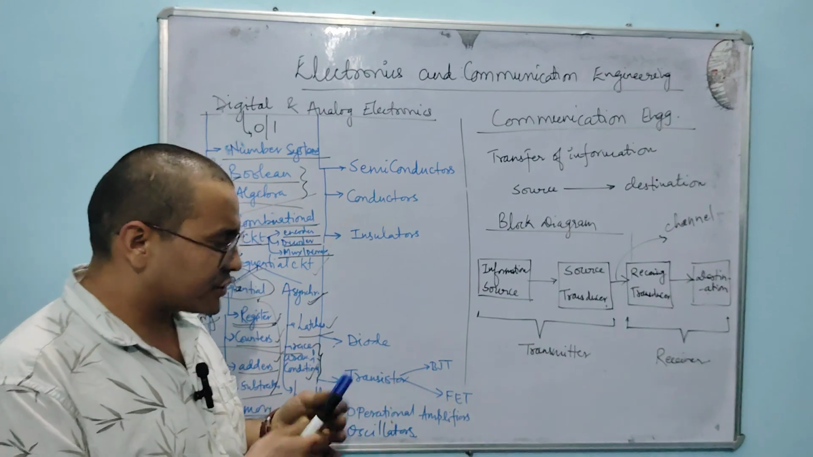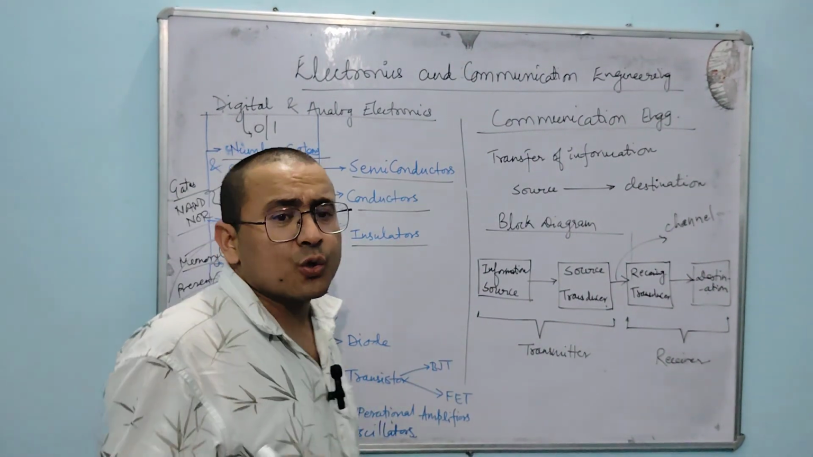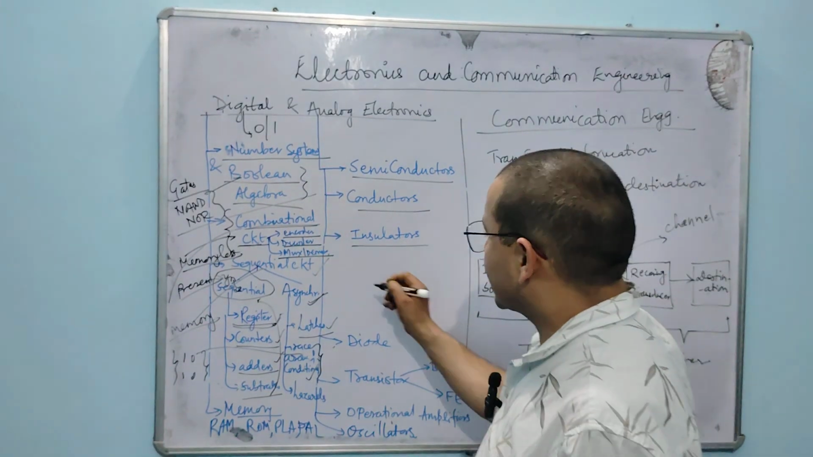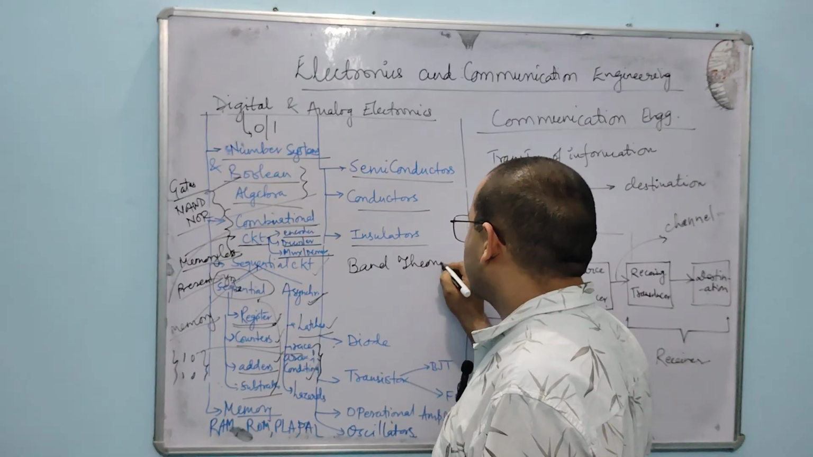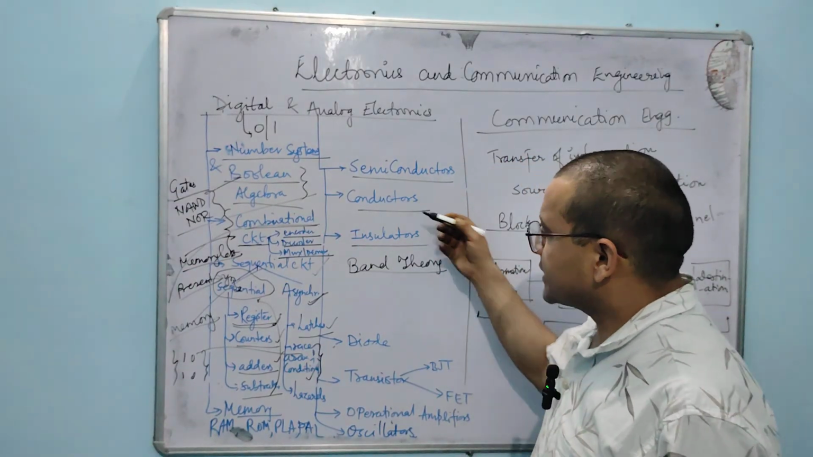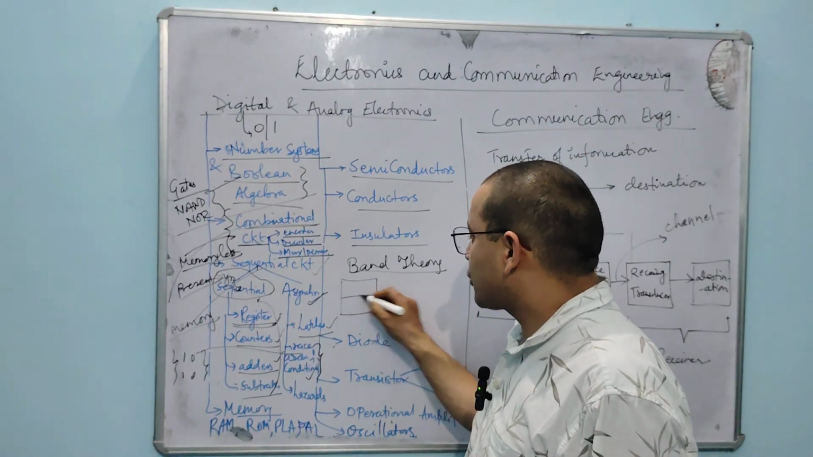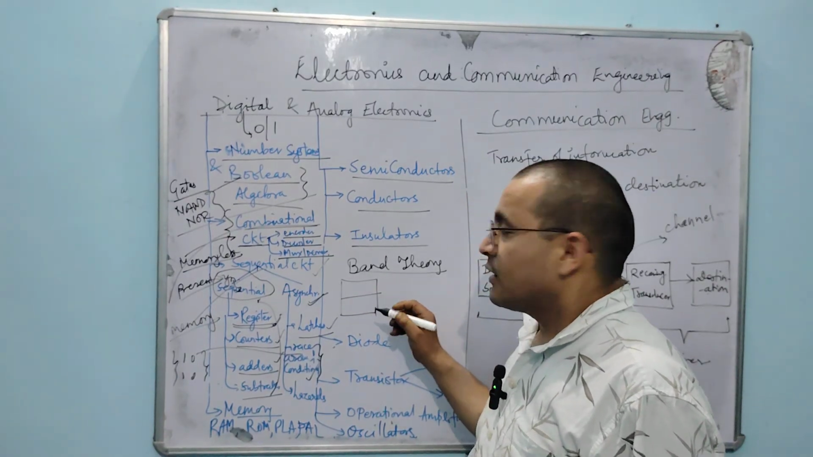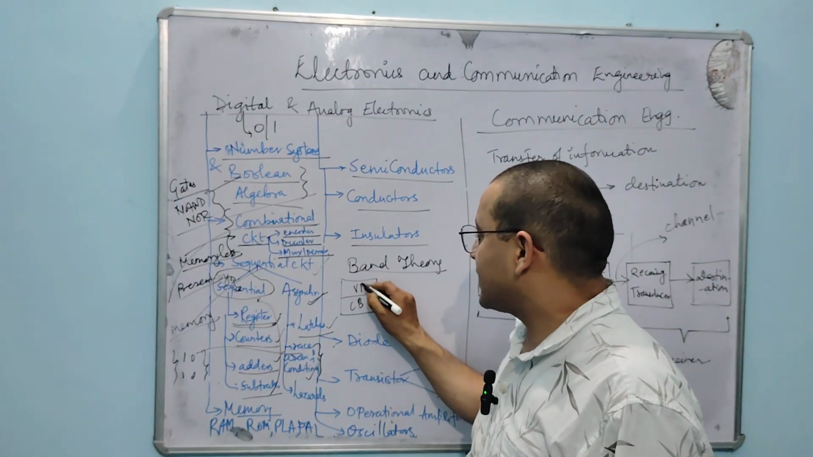Now the analog electronics, what does that constitute? Semiconductors, conductors and insulators. So what are these? Here we have a diagram which is called a band diagram. Band theory of semiconductor, conductor and insulator. Here we have two types of band, called conduction band and valence band. From the conduction band, the valence band is there.